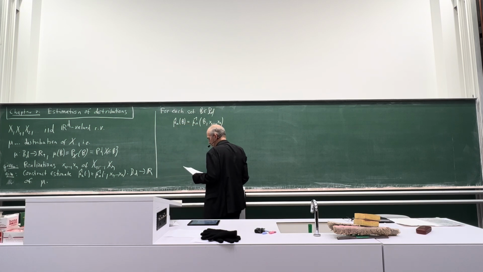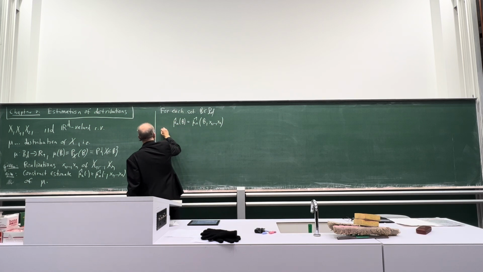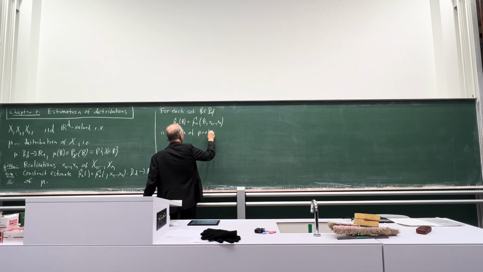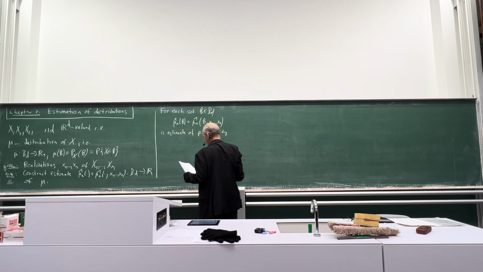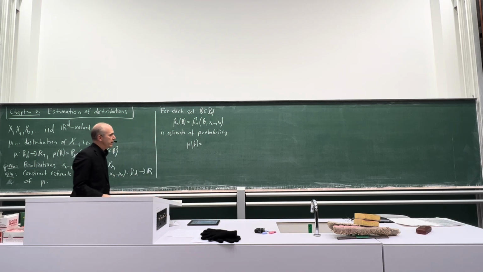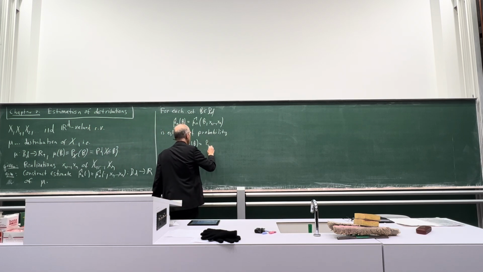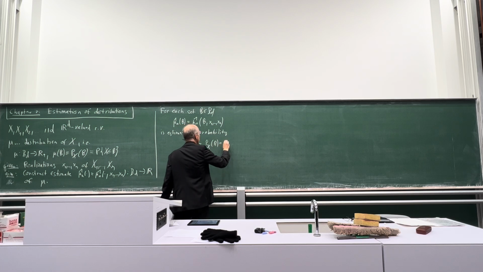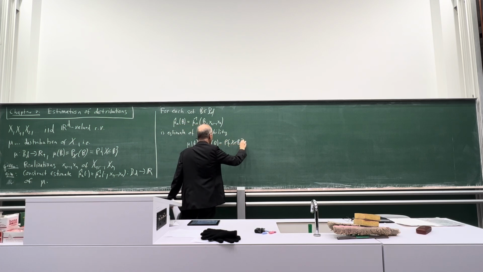This one is an estimate of the probability mu of B, and that is equal to P_X of B, which is P of X in B.